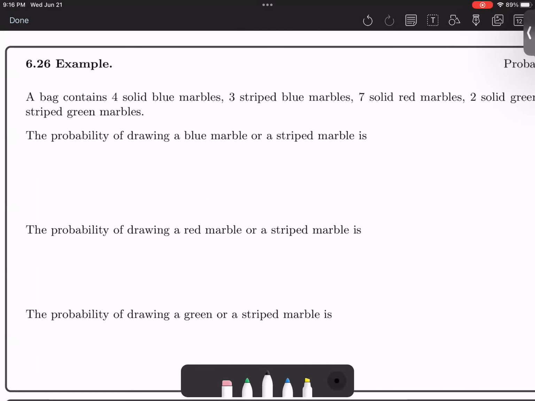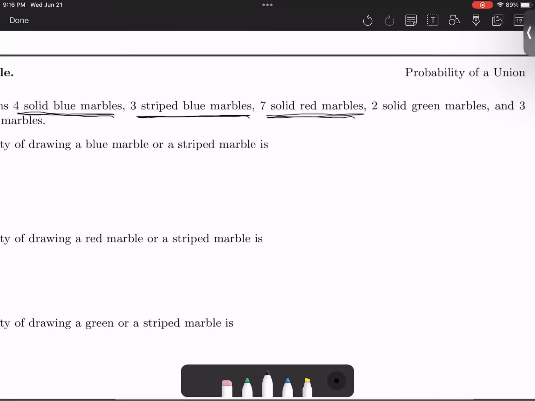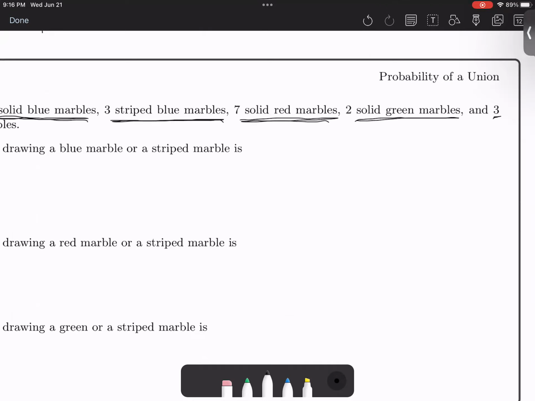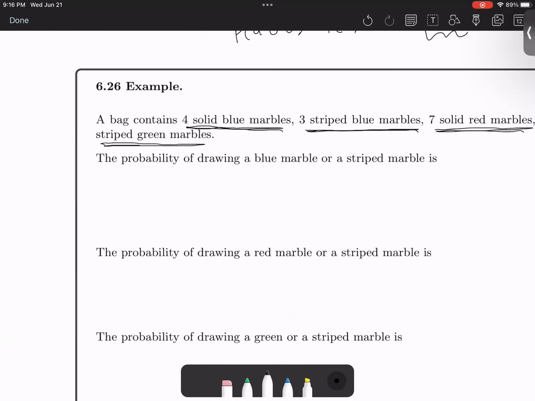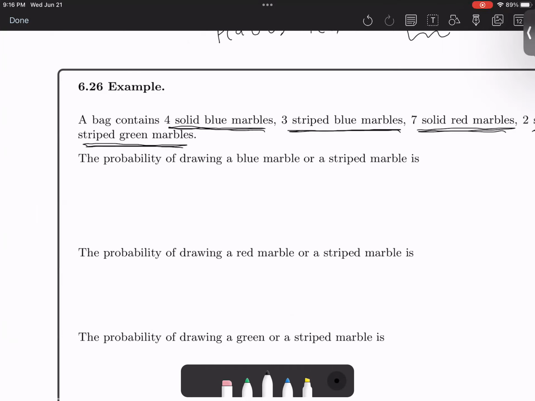A bag contains 4 solid blue marbles, 3 striped blue marbles, 3 solid reds, 2 solid greens, and 3 striped greens. All right, the probability of drawing a blue marble or a striped marble.